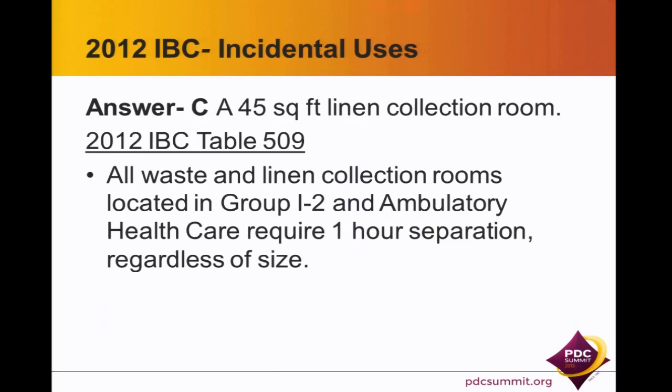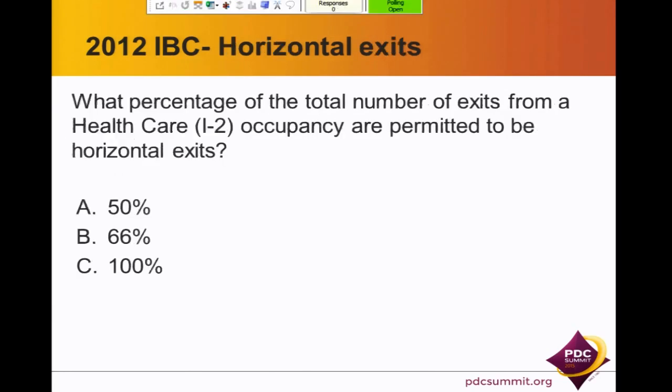Okay. Got it. Staying with the IBC. For horizontal exits, which percentage of the total number of exits from a healthcare I2 occupancy are permitted to be horizontal exits?